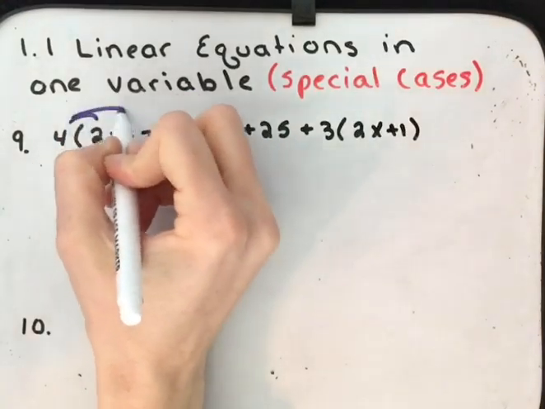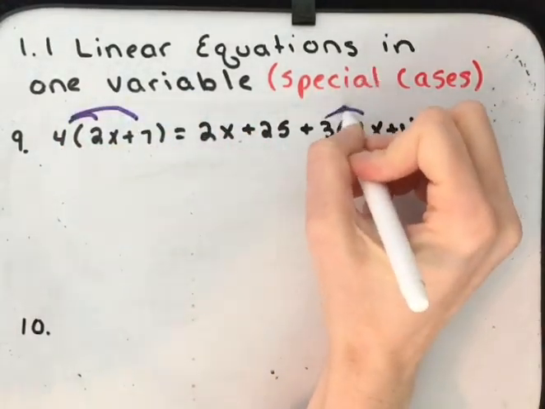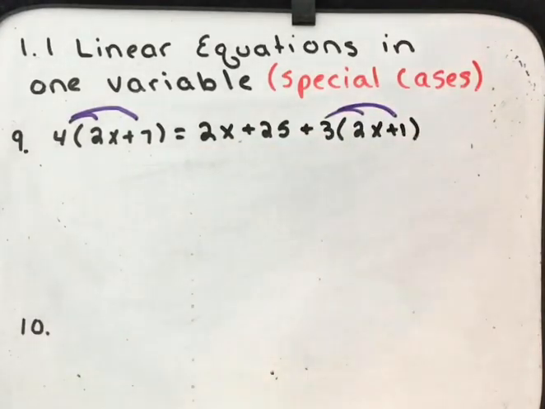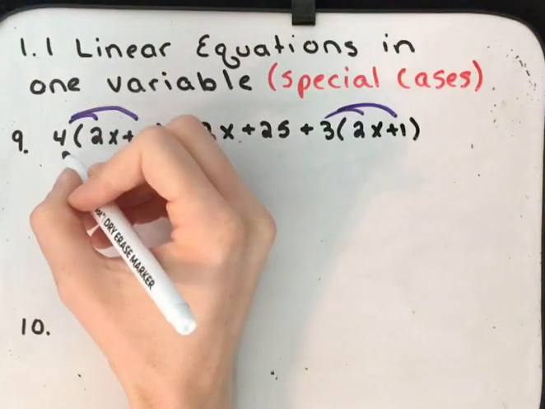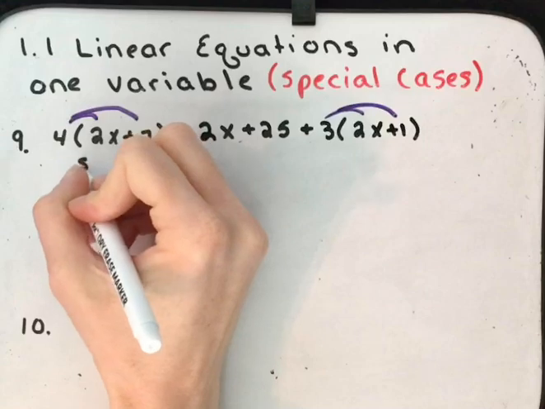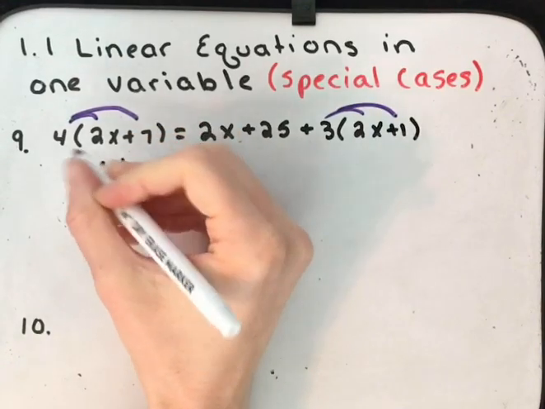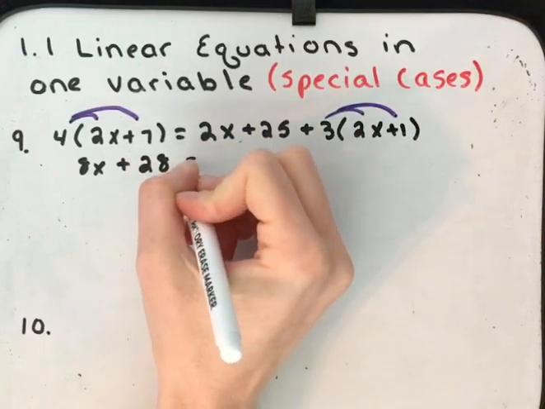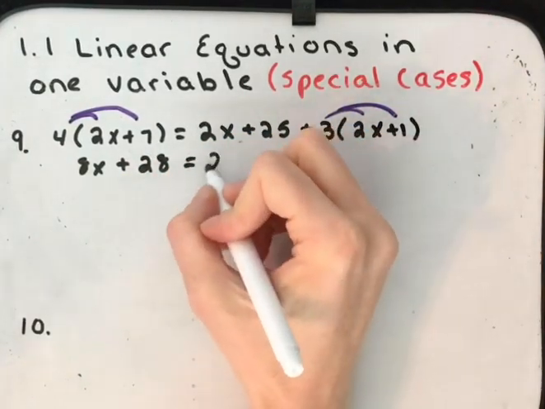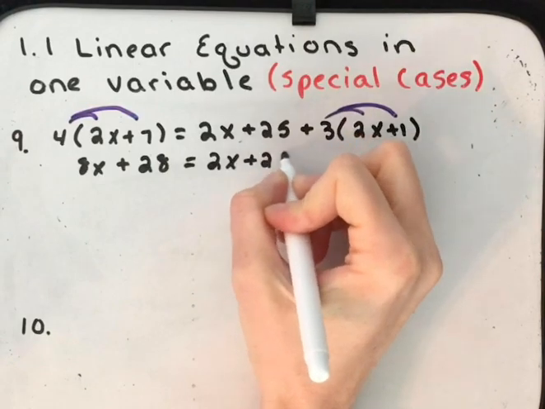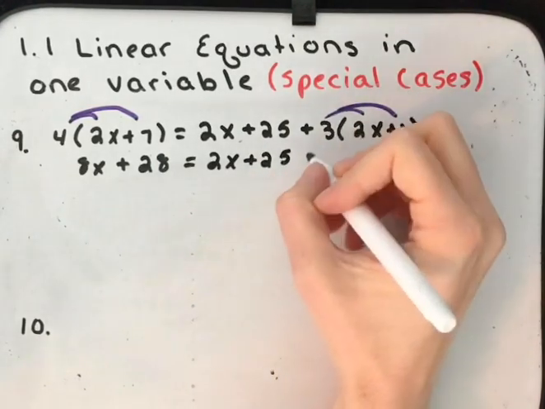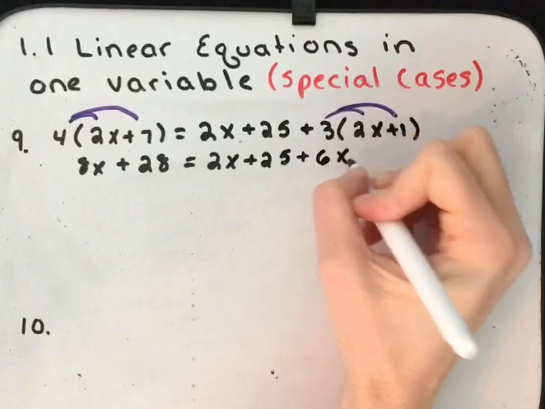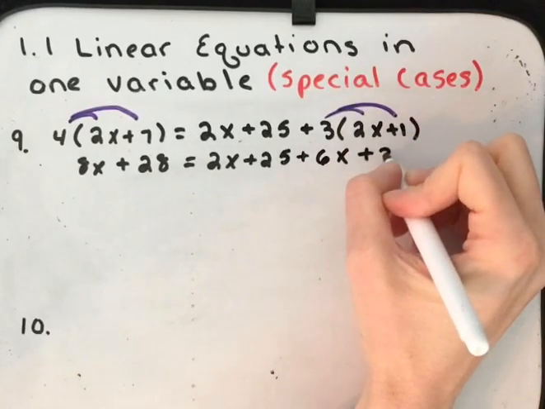So let's do some distribution. And let's clean up these equations so that we can get down to where we would pick our sides and move our variables to one side and our numbers to the other. So 4 times 2x gives us 8x plus 4 times 7 gives us 28, equaling, nothing changes to the 2x plus 25, so we can just rewrite that. And then 3 times 2x gives us 6x, and 3 times 1 gives us 3.